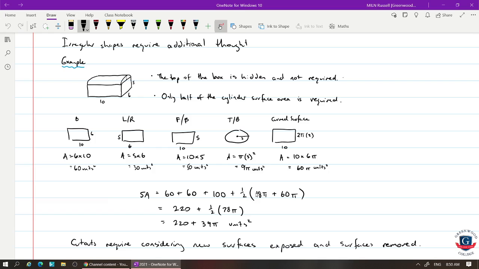Half of the cylinder, top and bottom will be 18 pi, plus the curved surface will be 60 pi. Looks okay so far. 220 plus half of 78 pi. Half of 78 is 39. So it'll be 220 plus 39 pi units squared. If you want to know an exact measurement, you could use your calculator to work out what 39 pi is and add that to 220.